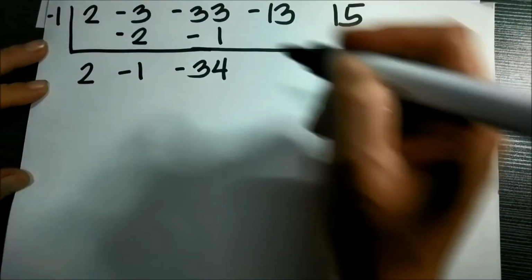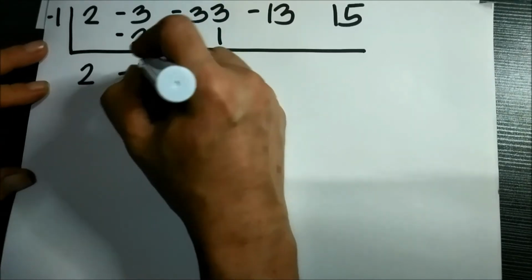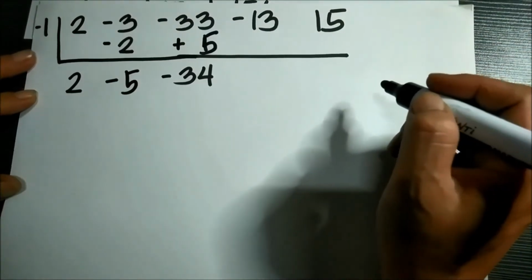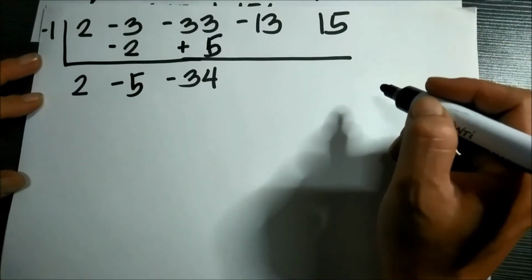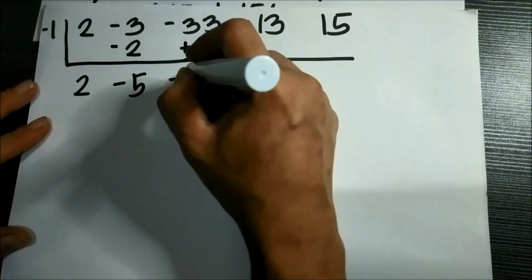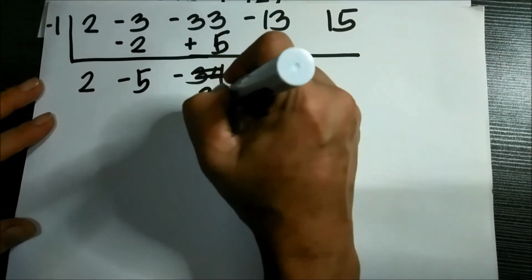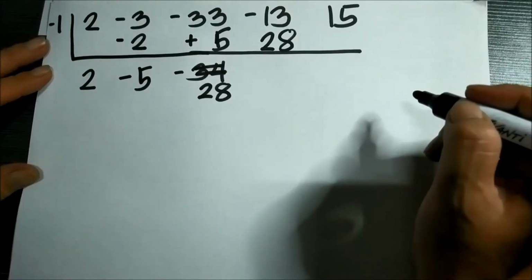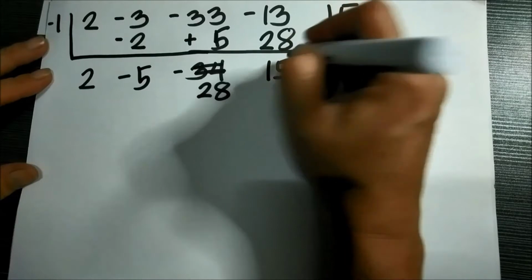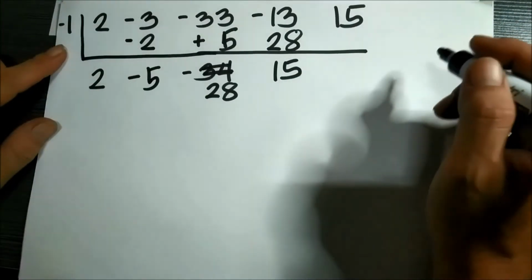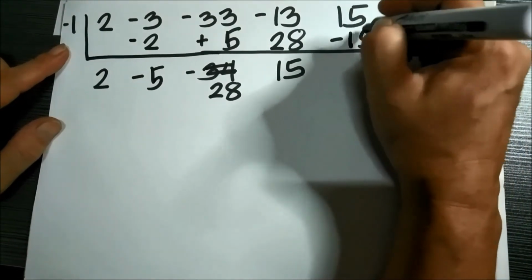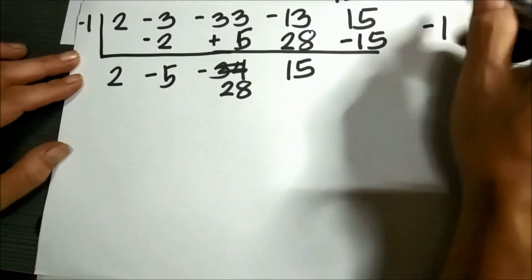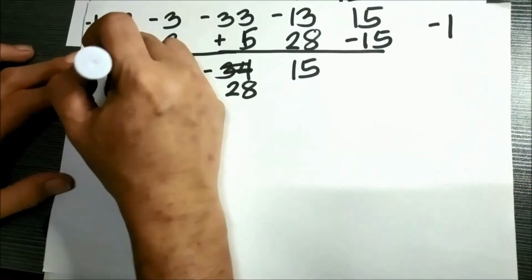So, this is negative 2, negative 5, positive 5. What is negative 33 plus 5? So that is negative 28. Then, positive 28. You have 15 times negative 1. So, you have negative 15. O, class, may isa na tayong root. That is negative 1. Next.